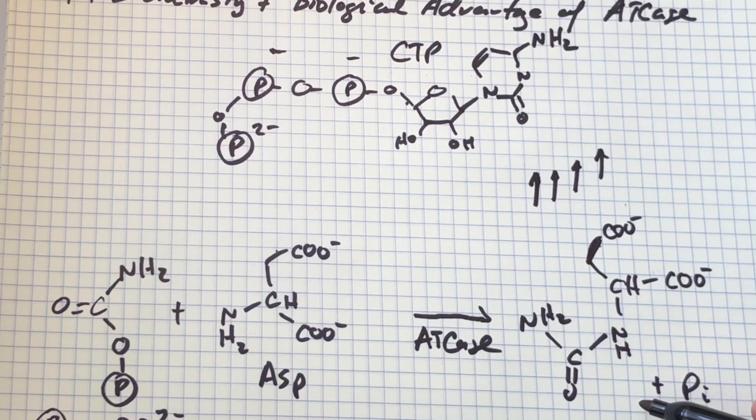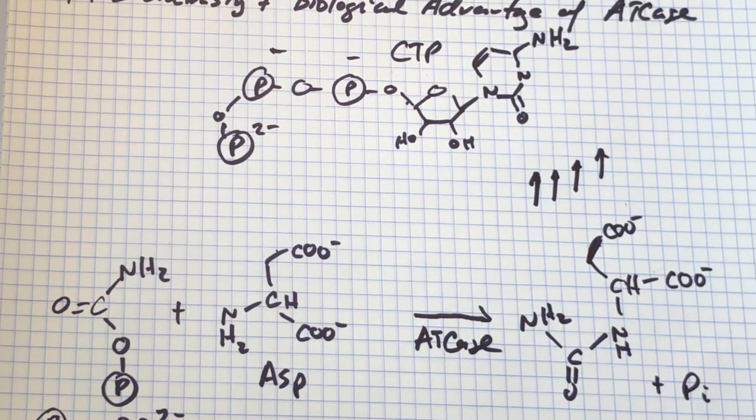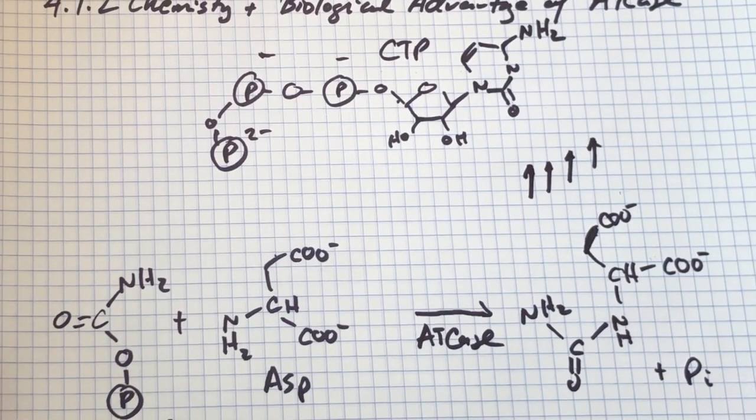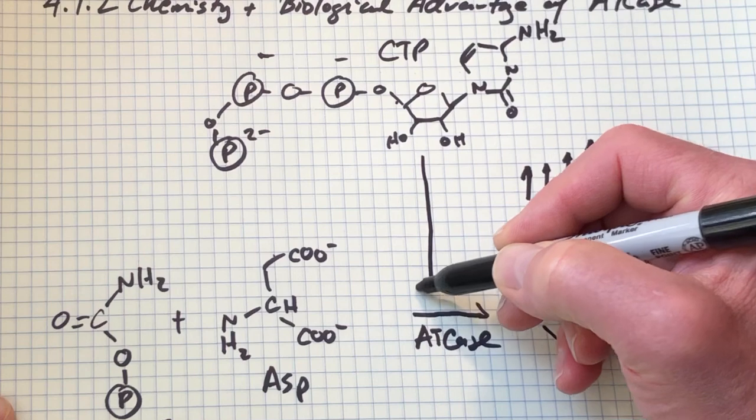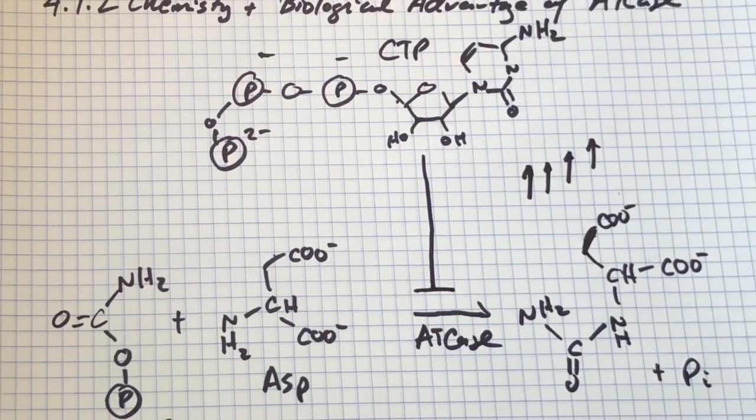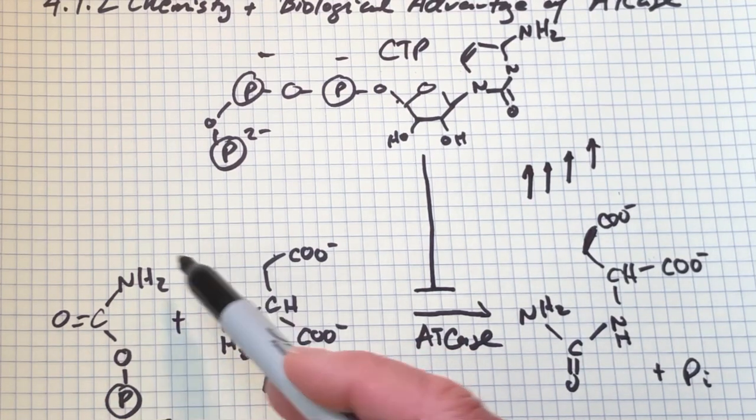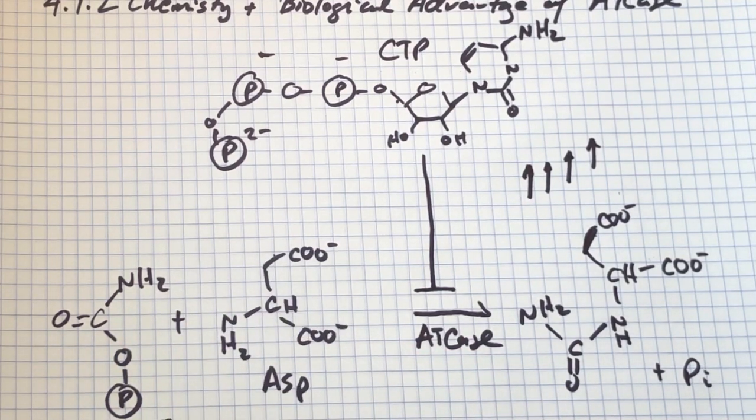So the biological advantage for including regulation of ATCase is that once we have enough of the CTP, we can inform the enzyme that we have enough and you should stop making more. And that helps to leave these resources available for other biosynthetic pathways or for other cellular processes.